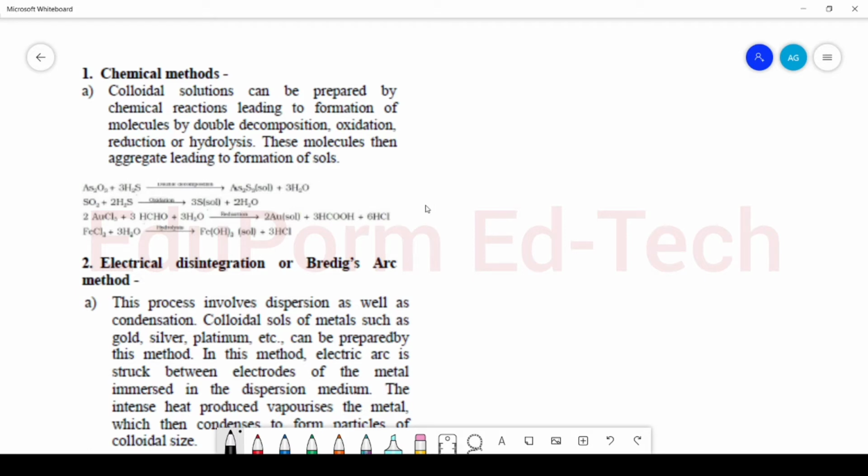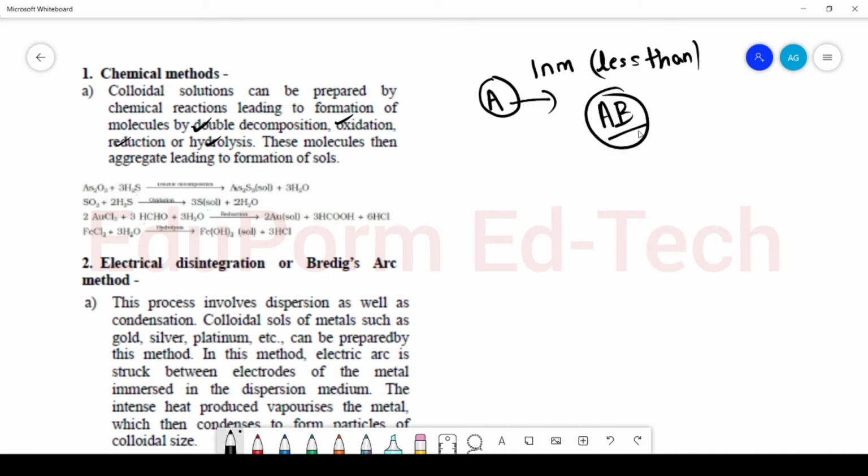Colloidal solutions can be prepared by chemical reactions leading to the formation of molecules by processes like double decomposition, oxidation, reduction or hydrolysis. So for example, I have a molecule A which is of the size of less than 1 nanometer. Now this molecule will form a true solution. But let us suppose we performed a chemical reaction like double decomposition, oxidation, reduction or hydrolysis, and this A molecule changed into AB by the chemical reaction, and now this AB is of colloidal range, that means 1 nanometer to 1000 nanometer, and now it is forming a colloidal sol.